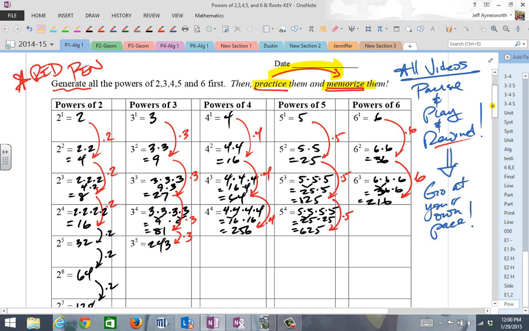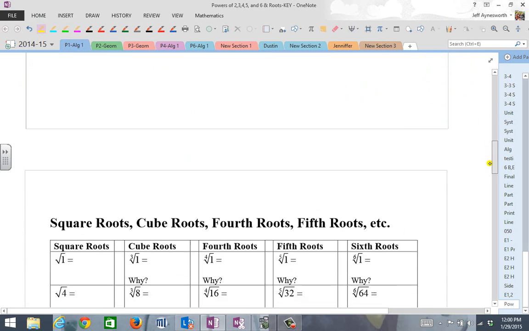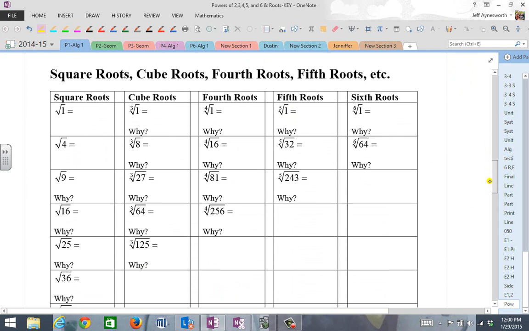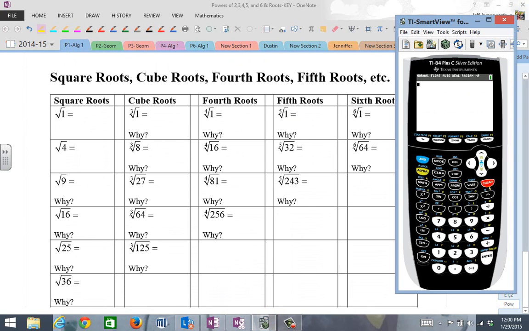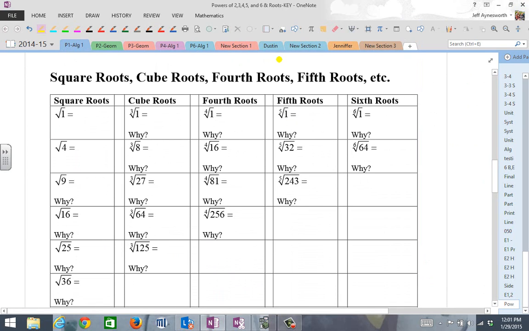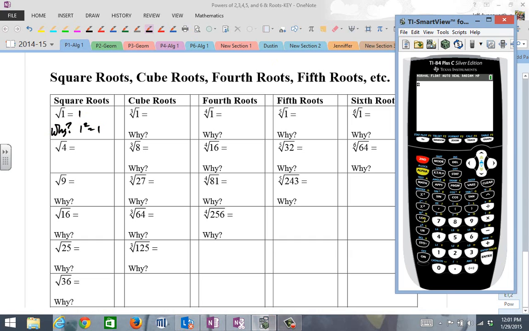Now, on the back side are the square roots, cube roots, fourth roots, and so on. Also keep your calculator off to the side, clear it out, and get it ready. So now what we have is the square root of 1. The square root of 1 is 1. Why? Because 1 squared equals 1. If you don't believe me, enter in second x squared, which gives you the square root symbol, enter in 1 and hit the enter button. Square root of 1 is 1 because 1 squared is 1.